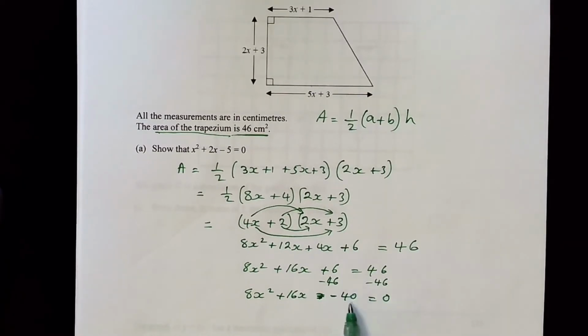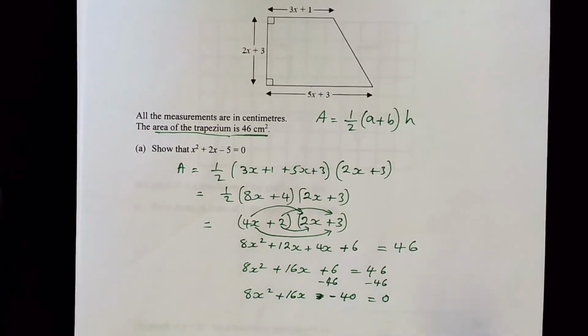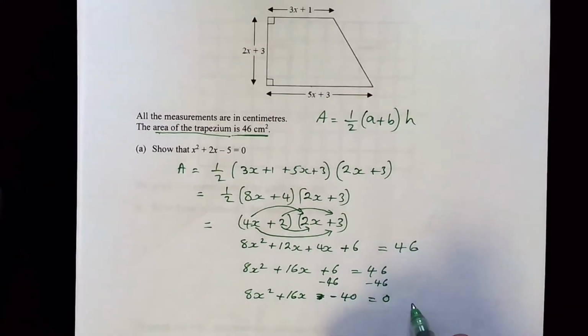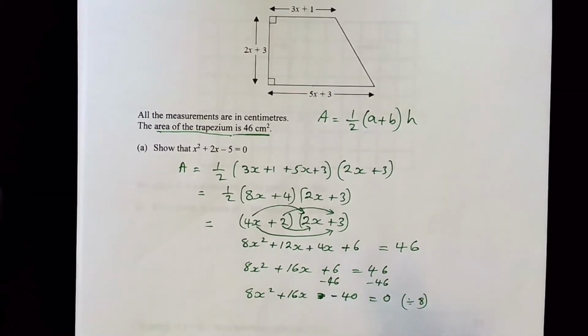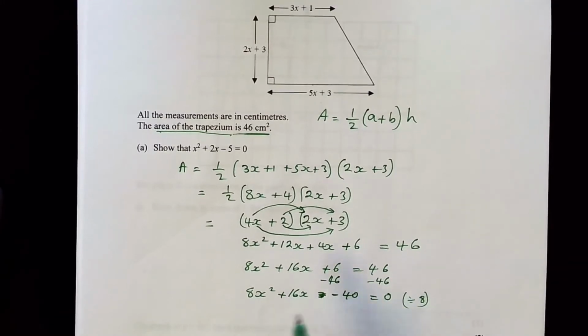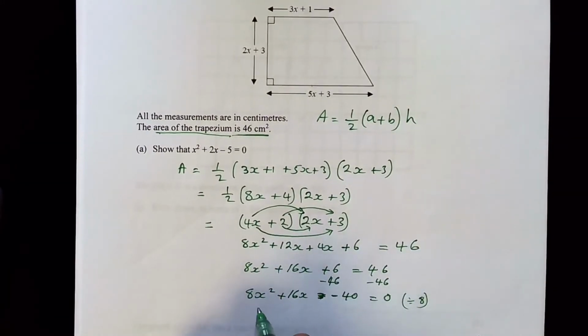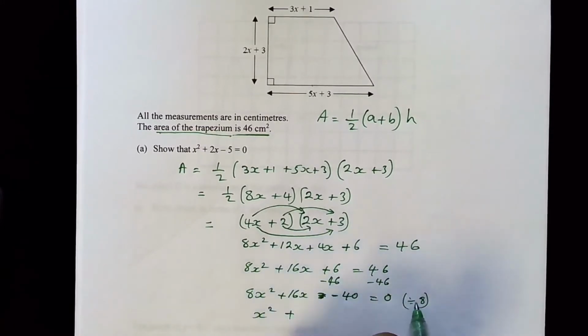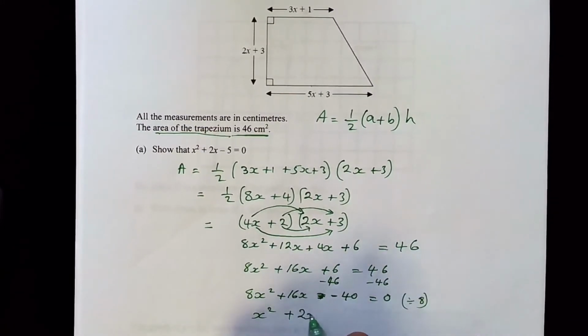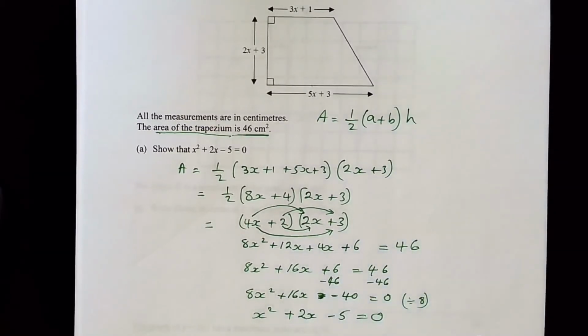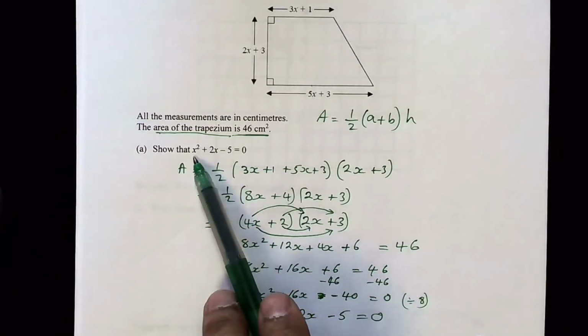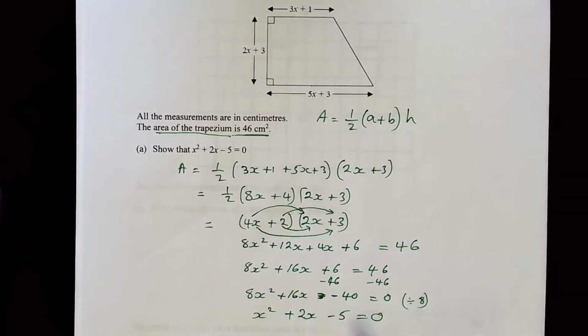Now with this quadratic, each term has a factor of 8, so I can now divide each term by 8 and the quadratic will still stay the same. So now divide each term by 8, so that becomes x squared plus 16 divided by 8 equals 2x, and 40 divided by 8 minus 5 equals 0, which is what we were asked for at the start.